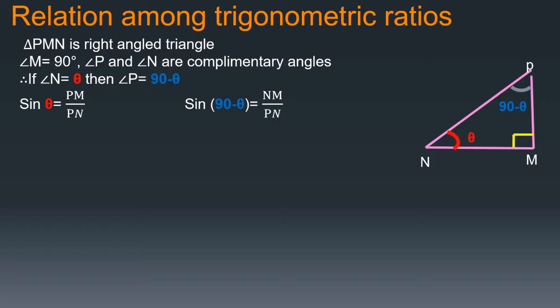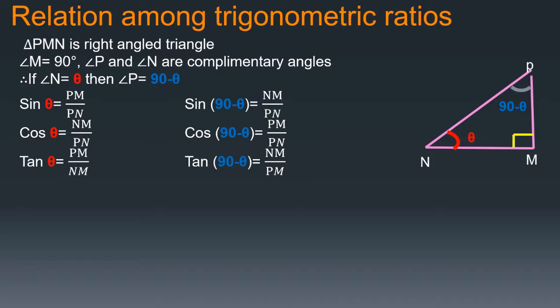Now next is cos ratio. So cos theta is adjacent side upon hypotenuse side. What is the adjacent side of theta? It is Nm and the hypotenuse side is Pn. So cos theta is Nm upon Pn. Next is cos 90 minus theta. The adjacent side of 90 minus theta is Pm and the hypotenuse side is Pn. So the ratio of cos 90 minus theta will be Pm upon Pn.